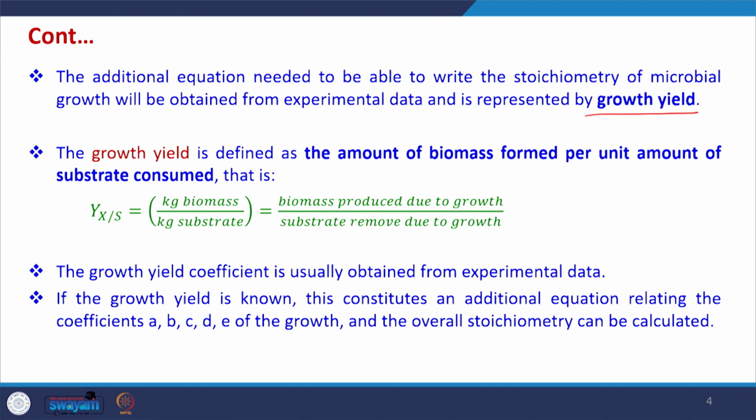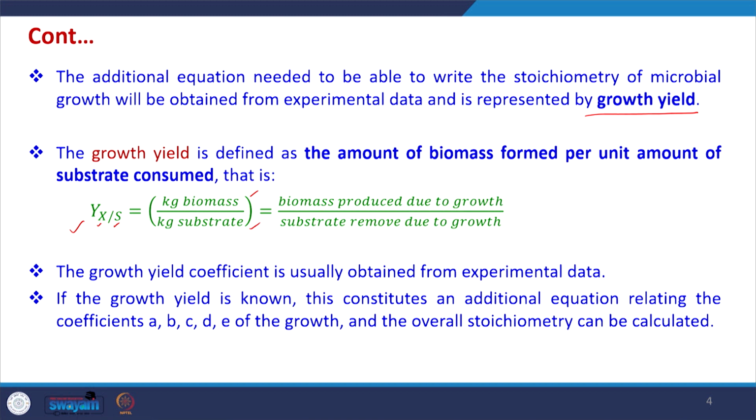The growth yield is defined as the amount of biomass formed per unit amount of substrate consumed. It is represented like this, where X represents the amount of biomass formed and S is the substrate. So, kg of biomass formed per kg of substrate, that is, biomass produced due to growth and substrate removed due to growth. The growth yield coefficient is usually obtained from experimental data.